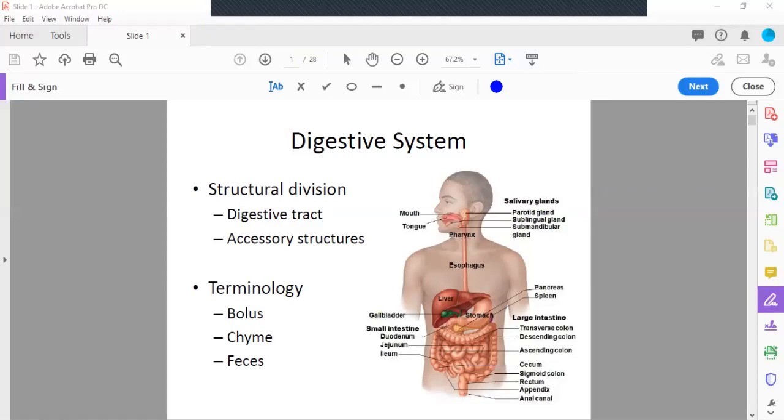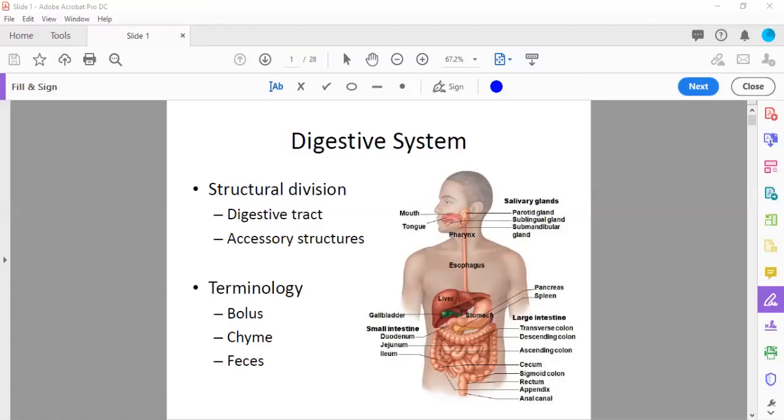What is the first thing you think of when you think of the digestive system? To me, I think of food. And when you think of the digestive system, you think of food and how it is digested and absorbed, and what you can't absorb will be excreted.